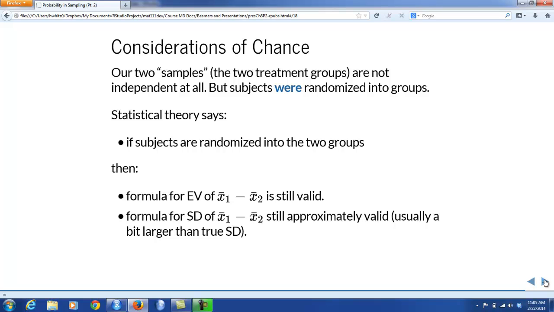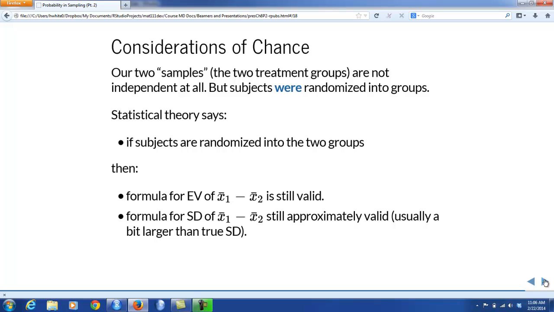In a way, things are even worse than in the previous case. Our two samples, the two treatment groups, are not independent at all. Once you know which 10 people are in one treatment group, you completely know which 10 people are in the other treatment group. However, the subjects were randomized into these groups.